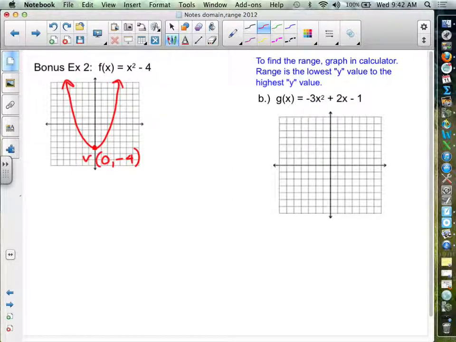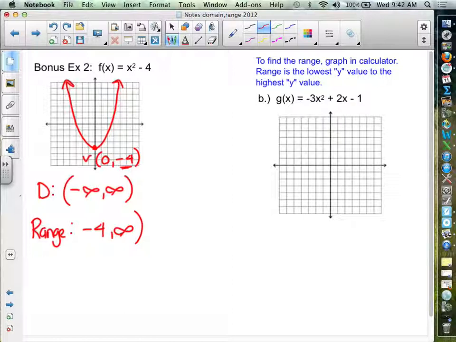So if we're looking at domain again, it's a parabola. I can put any value I want in for x. So my domain is all real numbers, -infinity to +infinity. And then the range, how far down and how far up does the graph go? Well, it goes all the way down to -4, and it goes up to +infinity. It never touches infinity, so it's a parentheses. It actually equals -4, so I need a bracket on there. All right, so they're kind of basic examples there. The next one's more complicated.